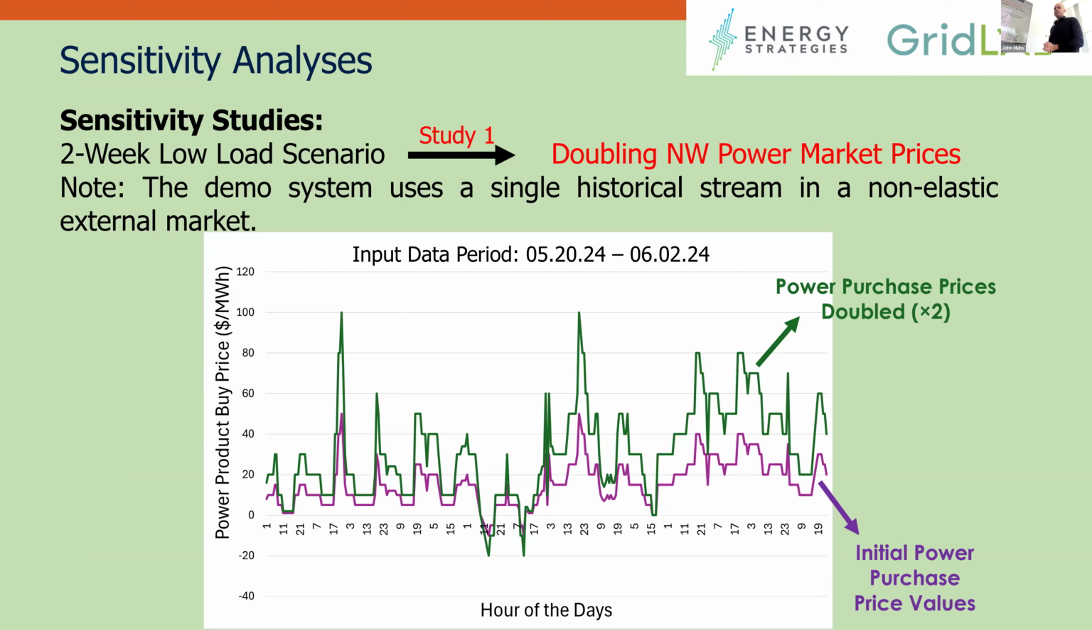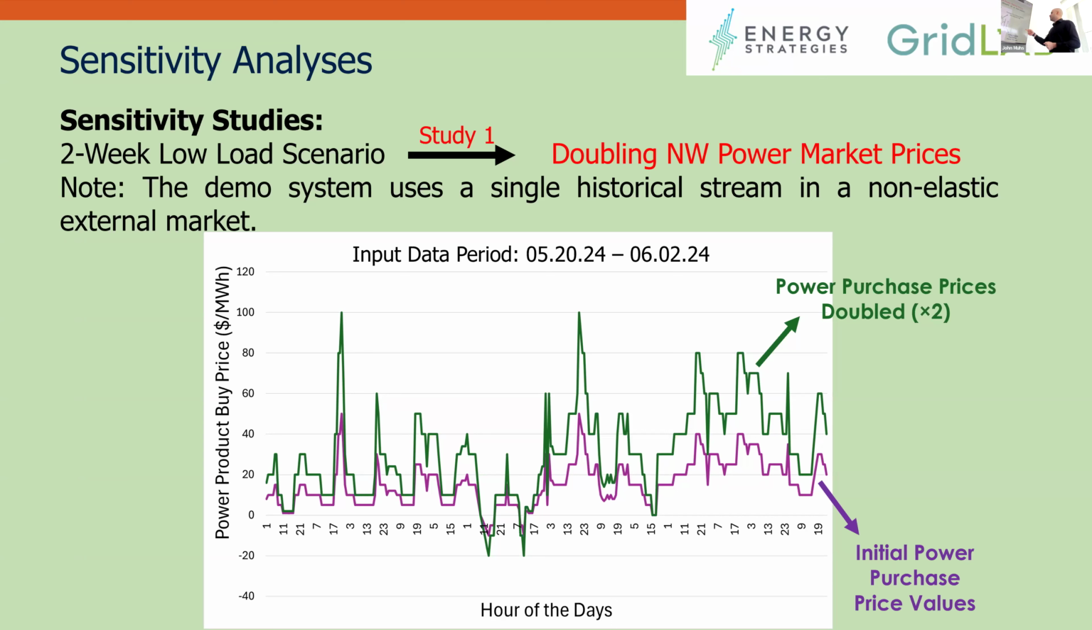Can you explain what a non-elastic external market is? Yeah, sure. We are using just fixed numbers for the prices. How higher demand or lower demand changes these numbers is not considered, and we are just using the fixed data as one of the simplifying assumptions here.